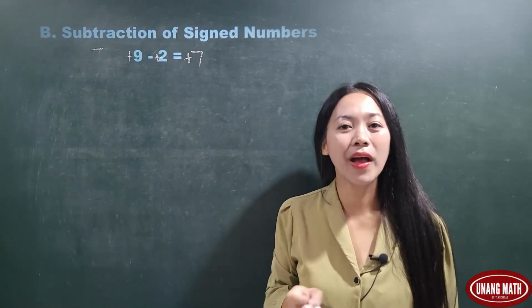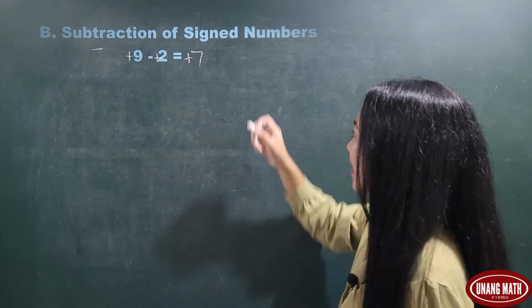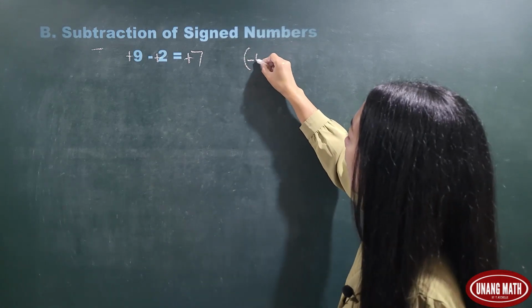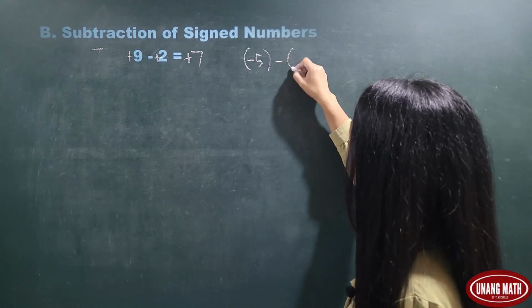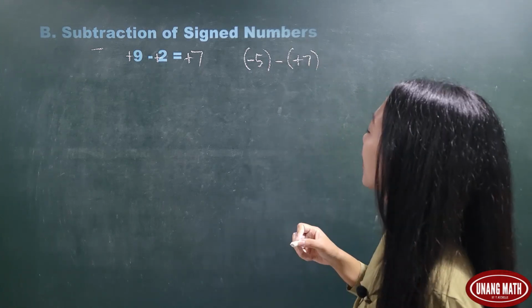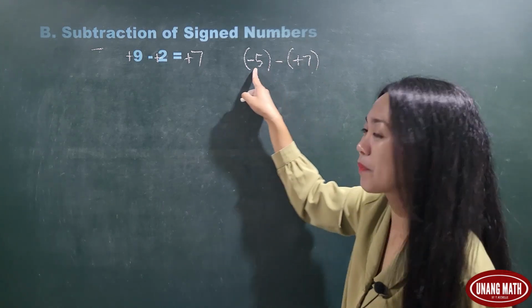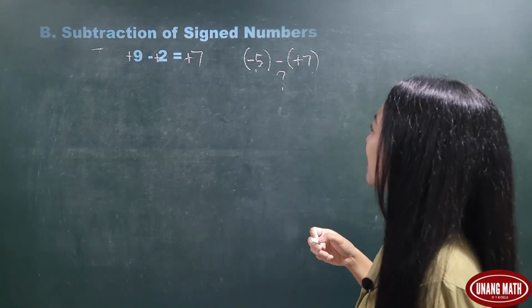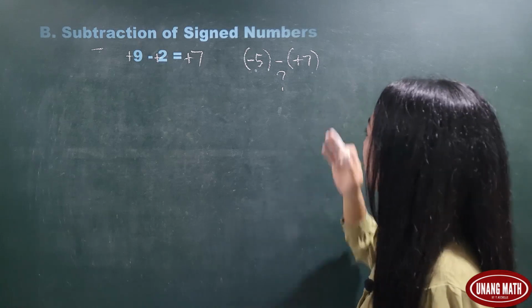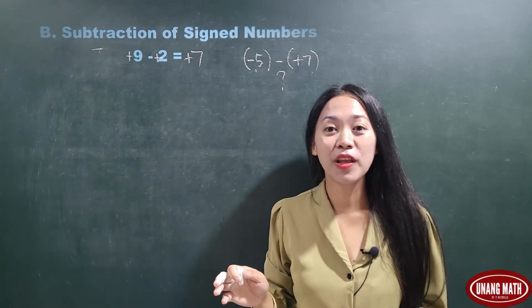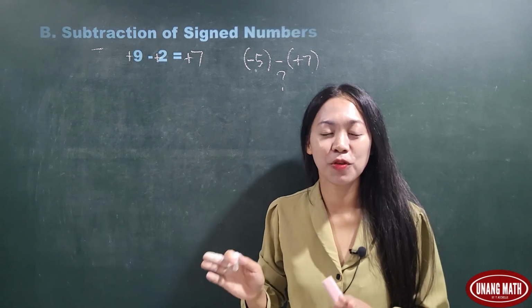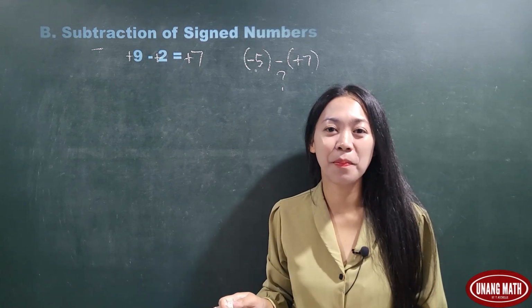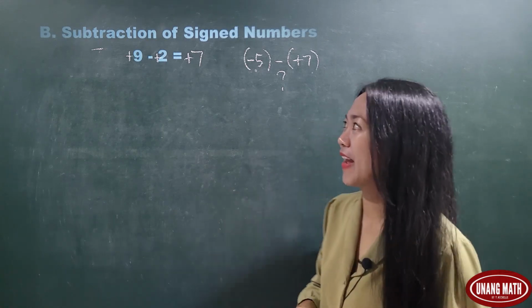How about if one number is negative? Let's give an example. Negative 5 minus positive 7. Remove 7 from negative 5. We actually don't understand this. So for us to solve this kind of problem, we will use the number line because we can see the negative numbers on a number line.